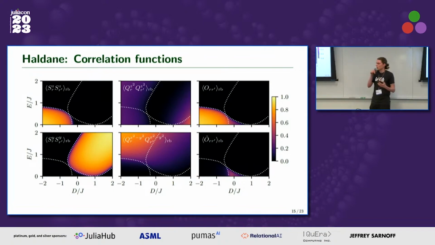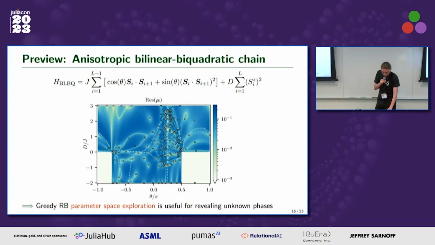But the bottom line is that, in this benchmark model, the reduced basis method produces fairly accurate and correct results. Okay, as a quick preview, we also study a bit more complicated systems, in particular this bilinear biquadratic chain, which is an extension of the previous chain, so it's still spin 1.